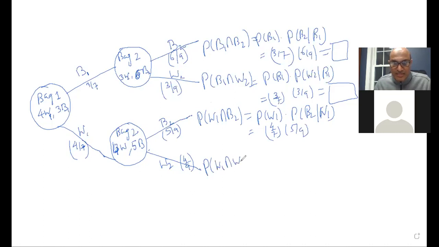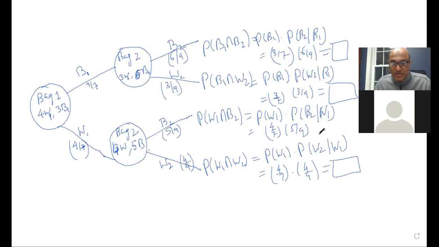And probability of W1 intersection W2, we don't have to do anything with this one, but even though, let me write it down. Probability of W1 is 4 over 7, and probability of W2 given W1 is 4 over 9, and that is equal to whatever number you are getting. These are the numbers. That is the answer.